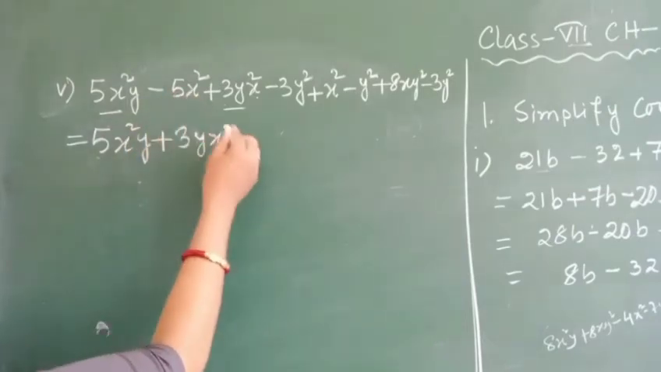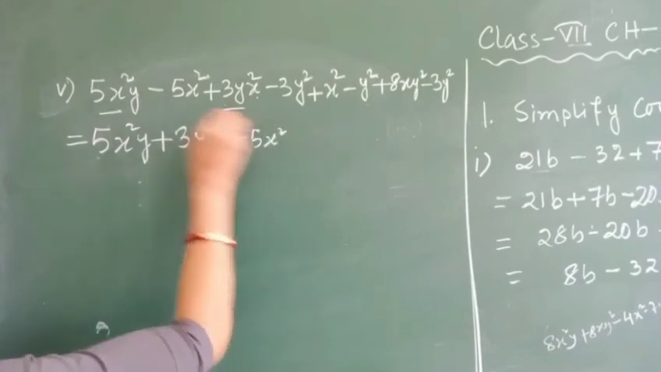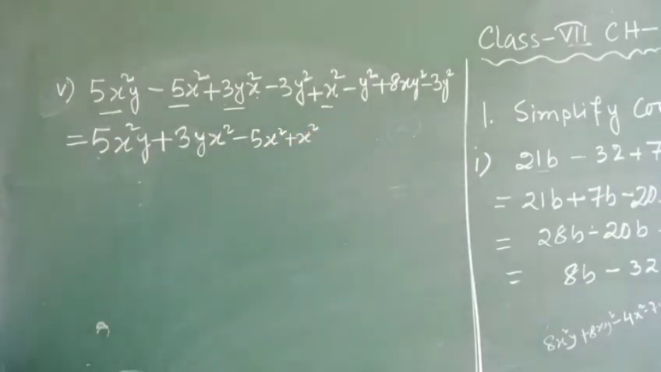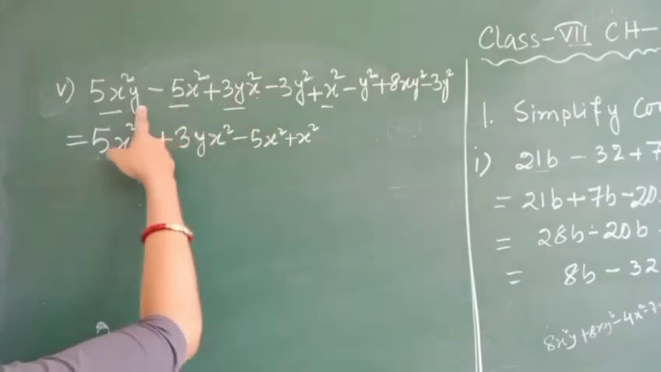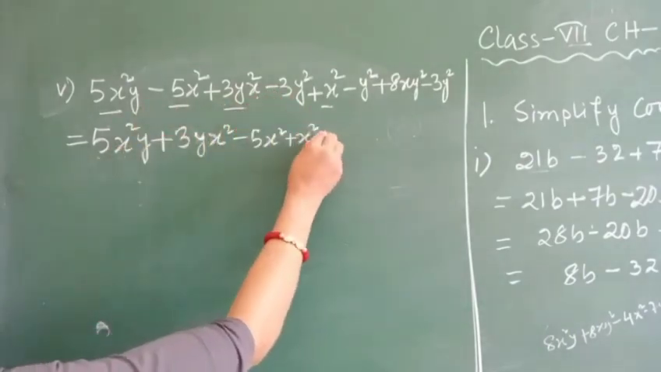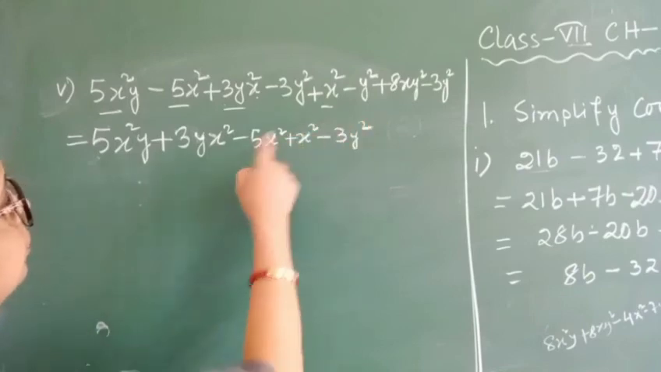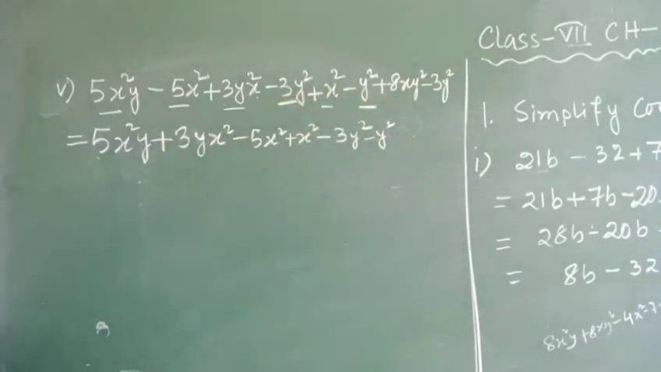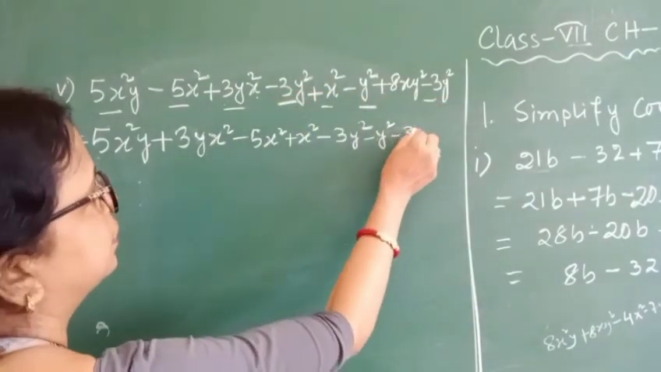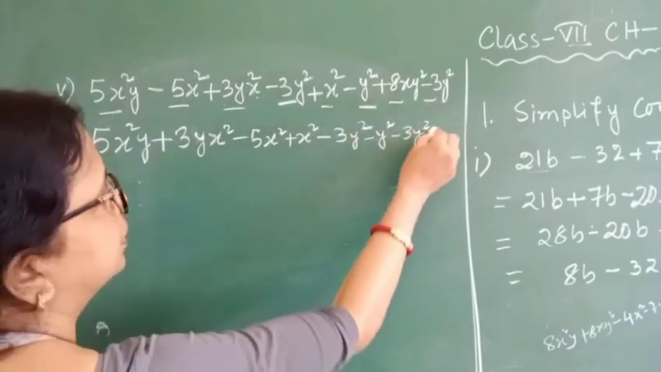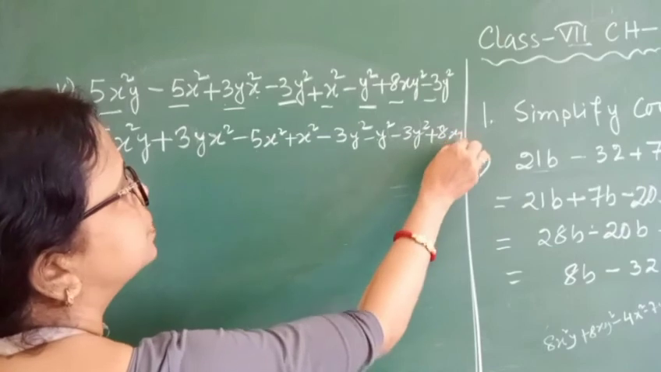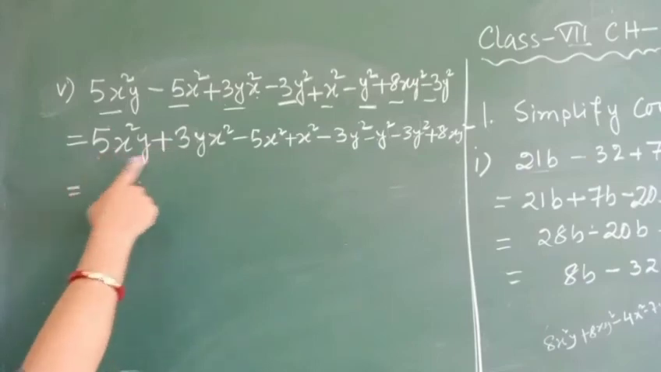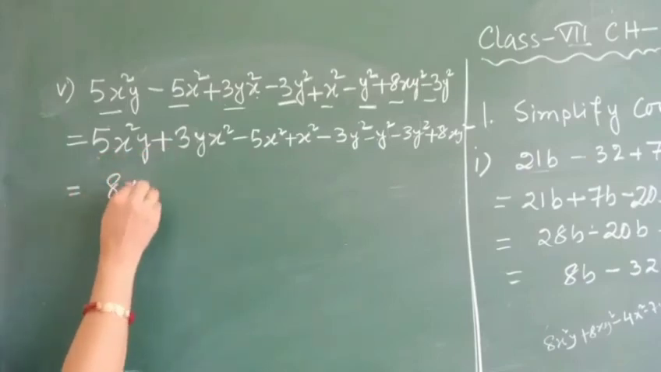Now minus 5x square. Is there any x square? Yes. Plus x square. Now this 3 we have already written. Minus 3y square, minus y square, minus another 3y square. After that only plus 8xy square is left. Write it as it is. Now both have positive signs, so we will add them: 8x square y.